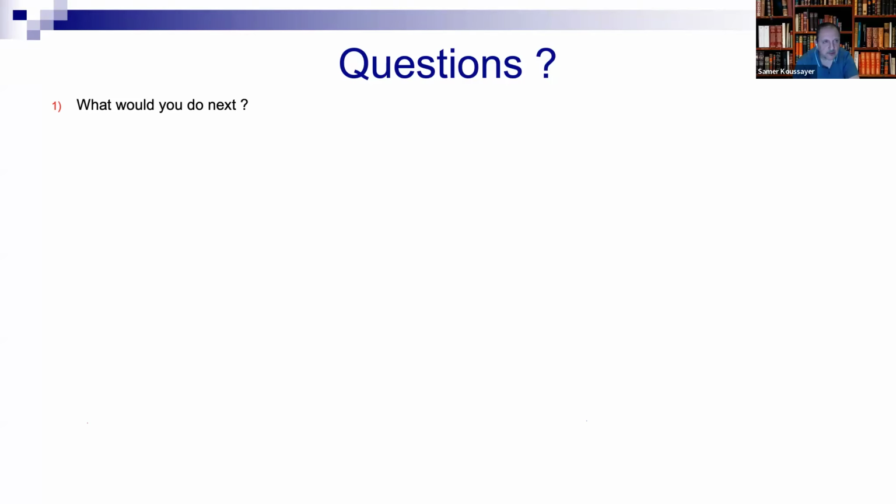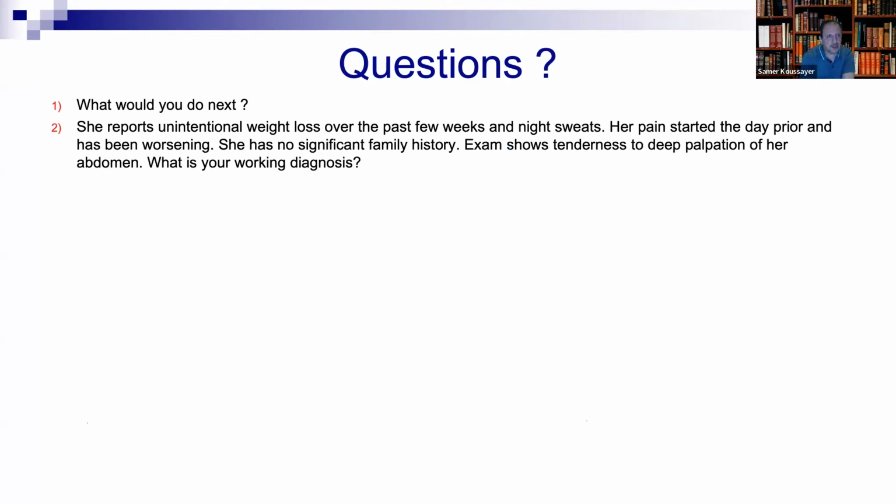Okay, that's enough. So she reported an intentional weight loss over the last few months, weeks, and night sweats. Her pain started the day prior and has been worsening. She has no significant family history. Exam shows tenderness to deep palpation of her abdomen. What's your working diagnosis? What do we think we are dealing with first? Either inflammatory aortic aneurysm or mycotic aneurysm.